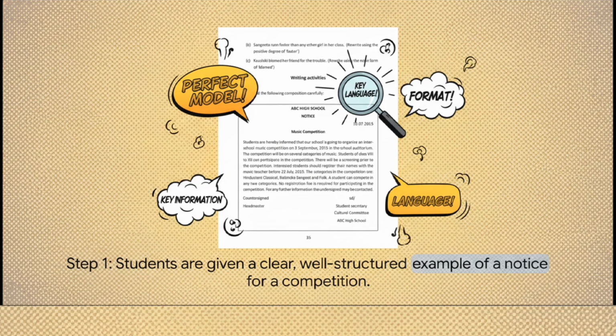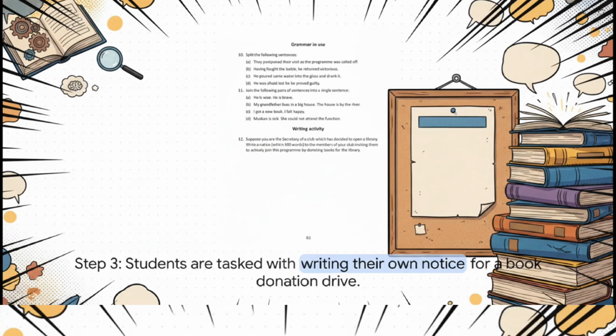You can see the proper format, the kind of language to use, all the important details. It's all laid out for you. And then, after you've studied that model, you get to step 3, the application. Now it's your turn. The book asks you to write your own notice, but for a different situation, a library book donation drive. So you see, you're not just copying the first one. You have to take the rules, the structure you just learned, and apply them to a brand new problem.